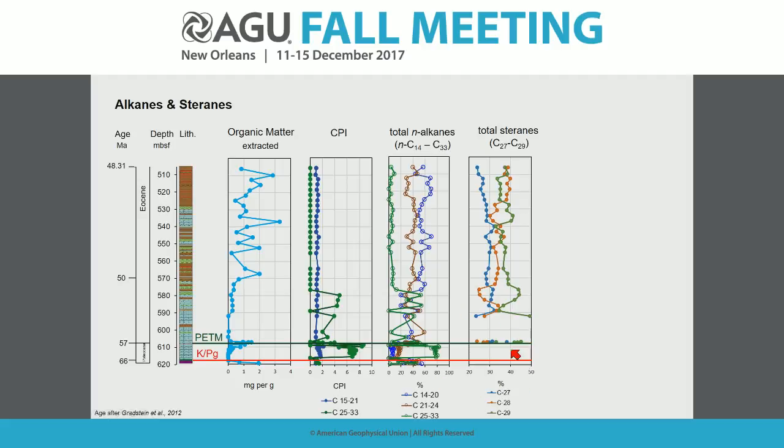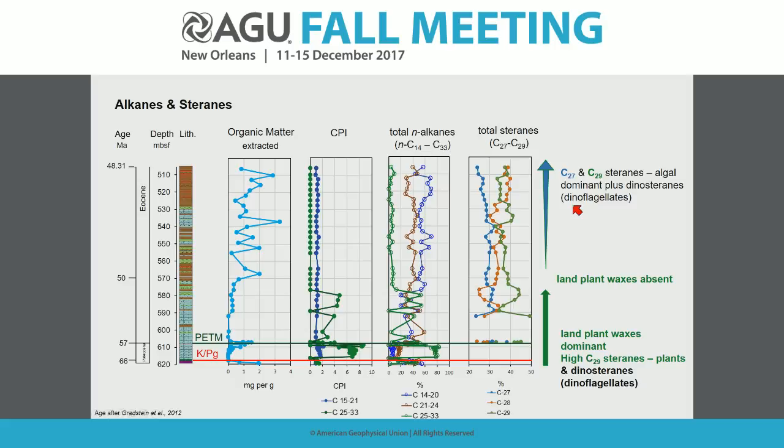This is the plot of the percentage of steranes, C27, C28, and C29. We see that in the lower section, going from the PETM upwards, there's a dominance of land plant waxes and high C29 steranes, coming from C29 sterols of plants, together with evidence of dinosteranes and dinoflagellates. Land plant waxes are actually absent in the upper part of the section.